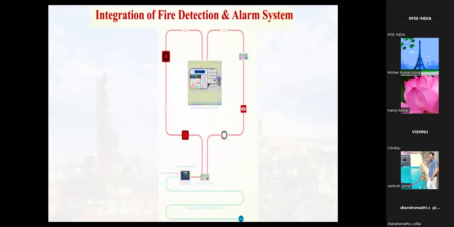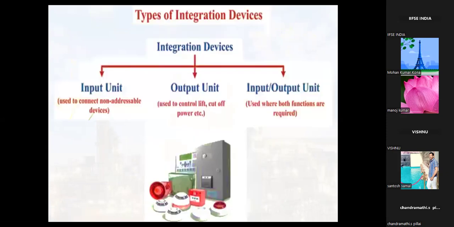Now we'll see this integration. This is a simple integration, of which I have taken the photograph. You have the control panel, then you have the detectors and alarm system. Then other integration devices: the input device used to connect the non-addressable devices, then the output unit used to control lift cutoff power, then input output devices where both functions are required.